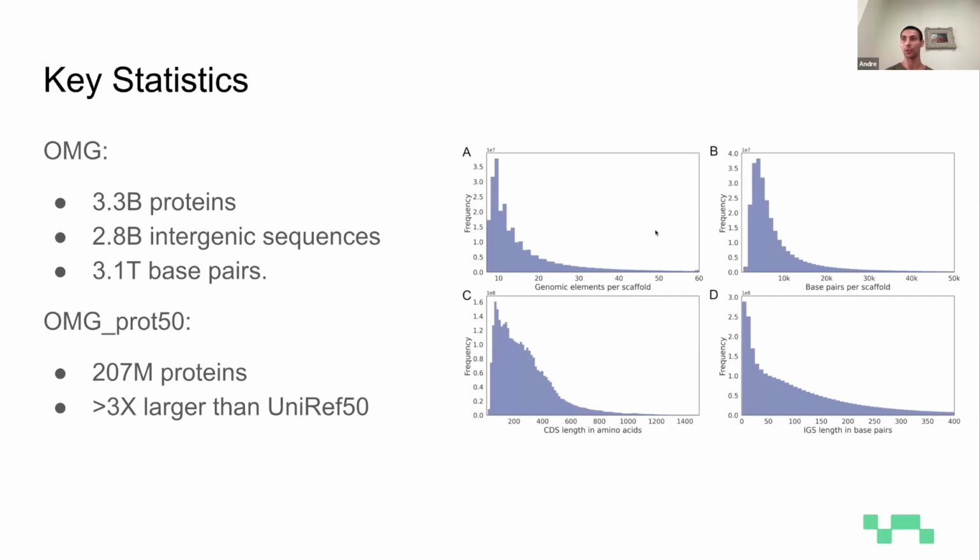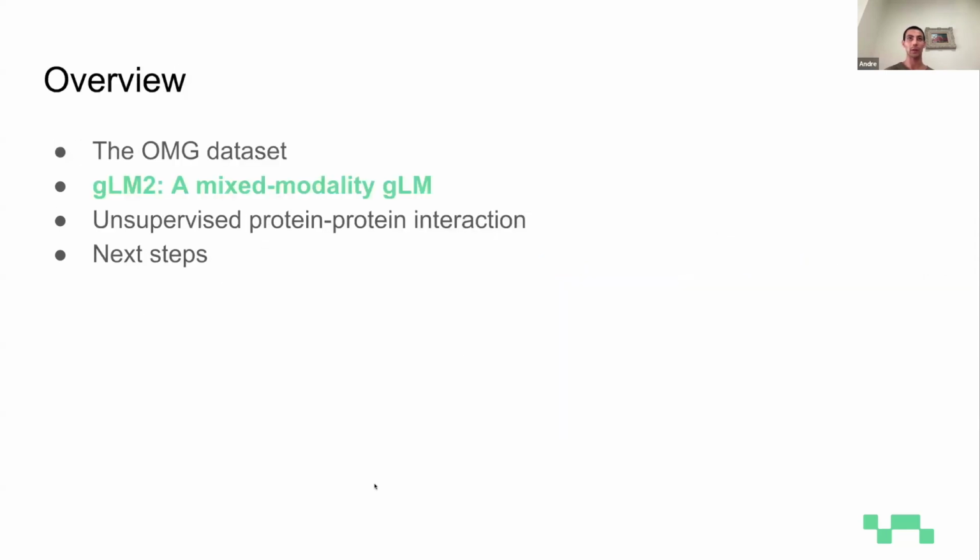And then we also show some statistics of the average length of these elements. So previously you were asking about how long these contigs or scaffolds were, and they can range from 10 elements all the way to 50 plus elements. There's a large range. So yeah, now I'll move on to the GLM part of this talk.